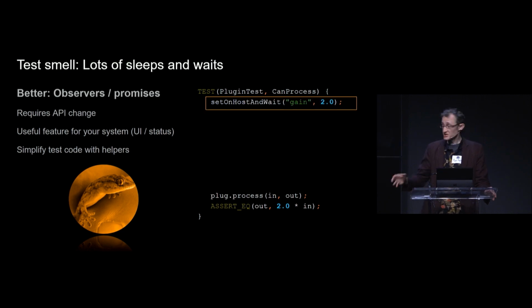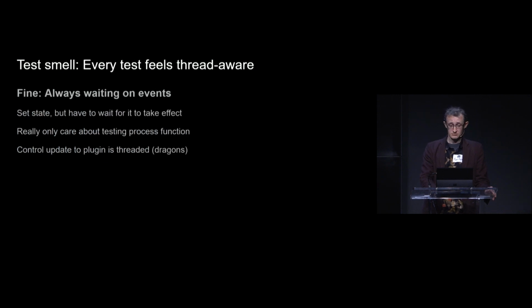Even better, let's just put it in a test helper function: set on host and wait. That way you don't have to read all that boilerplate code. It's just a one-line function. But as you probably see, there's still a wait. And we said lots of sleeps and waits is a test smell. So, another test smell: every thread feels thread aware. It's fine if we're always waiting on events. You set state but have to wait on it to take effect. It's okay, but we want something better than that.